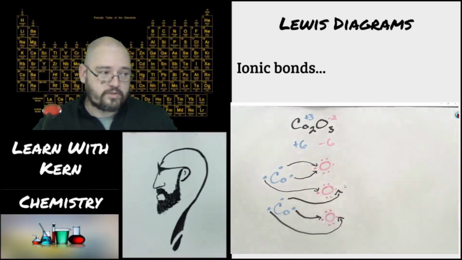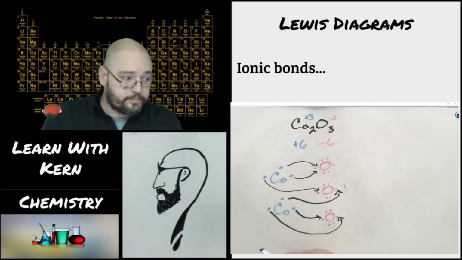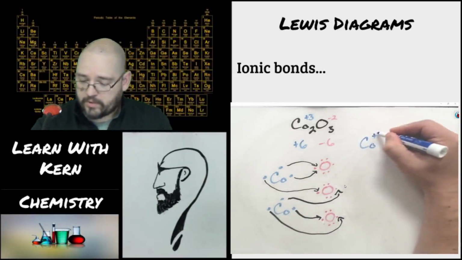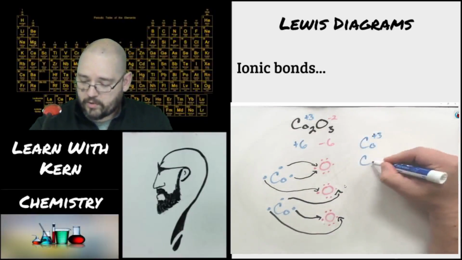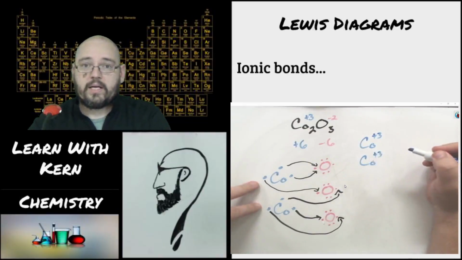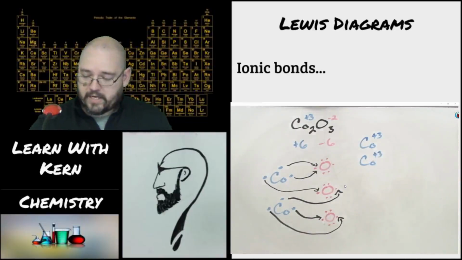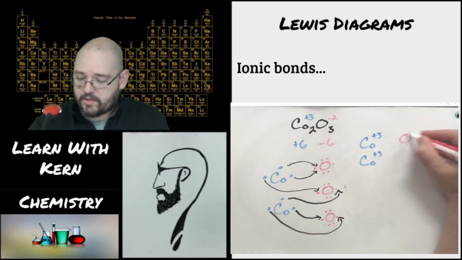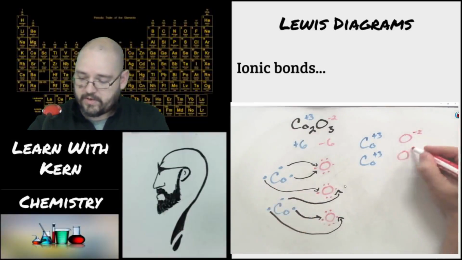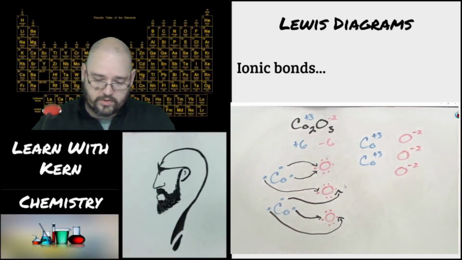and so my electrons are going to transfer over like that, and that's going to leave me with a cobalt with a +3 charge, another cobalt with a +3 charge, because both of these cobalts gave away 3 electrons, and then I'm going to have my 3 oxygens with a -2 charge, because they each gained 2 electrons. So I have 3 oxygens with -2 charges.